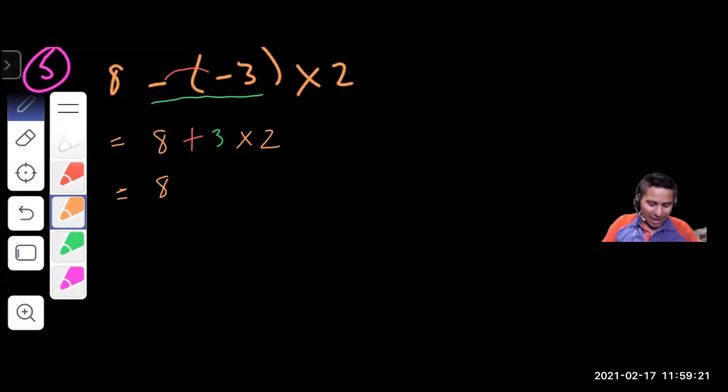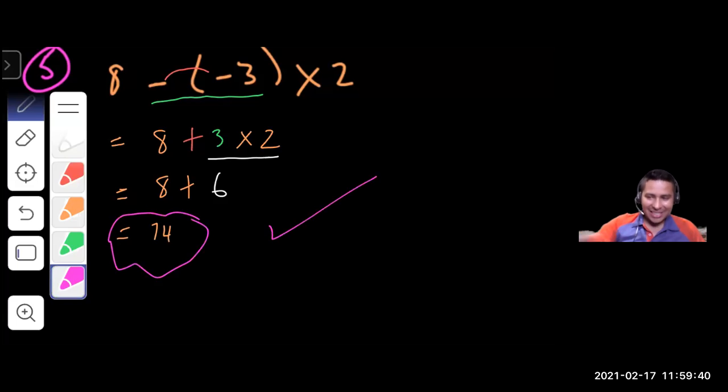8, I just copied. What is the first thing that I have to work, the addition or the multiplication? Multiplication. Of course, the multiplication. 3 times 2, guys. Can someone help me with that? 6. And can you solve this? 8 plus 6? Yeah, 14. You got this answer? Yes. Amazing.